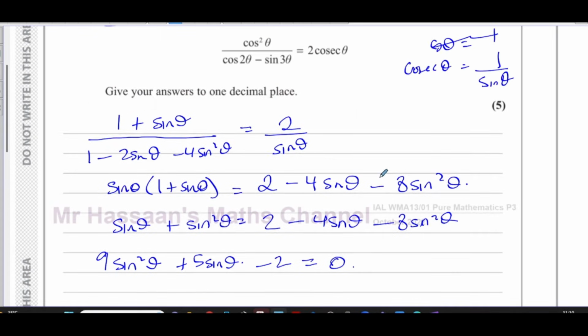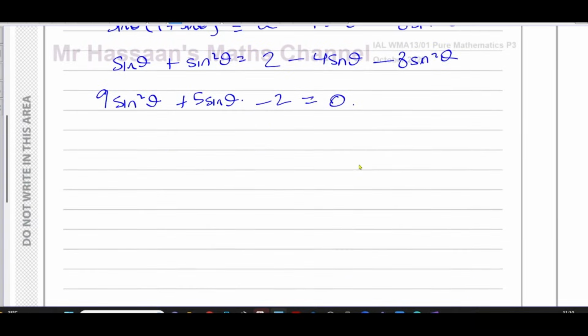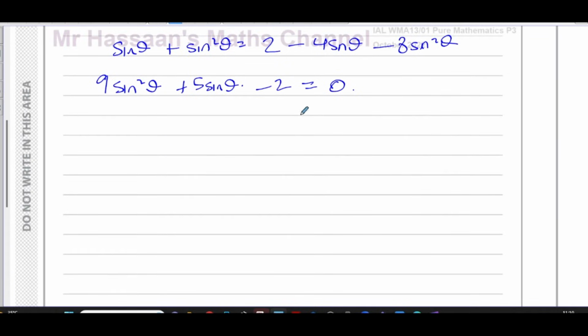So the question says, give your answers to 1 decimal place. We've got to solve this in degrees. All right, so now I'm going to first try to see if this thing factorizes. So what I'll do is, as we normally do, make things a bit more familiar. Let's call sine theta b, for example. So then I can replace this with b squared and this with 5b. And then I can solve it like a quadratic that we're used to.